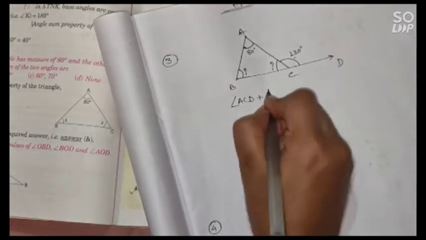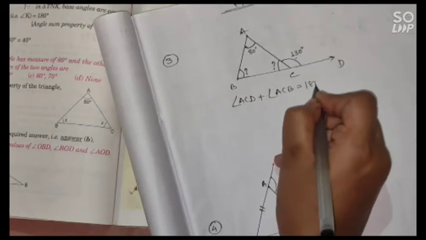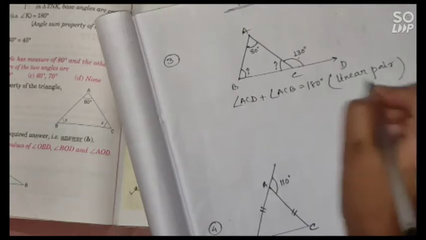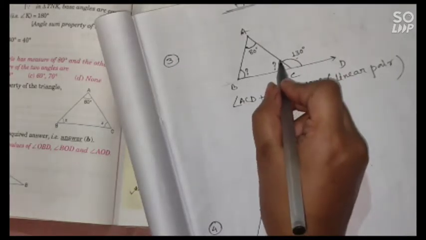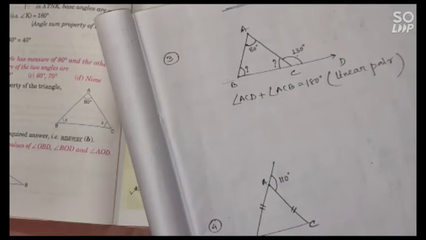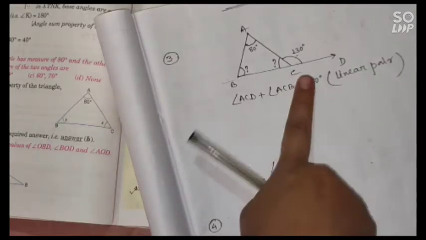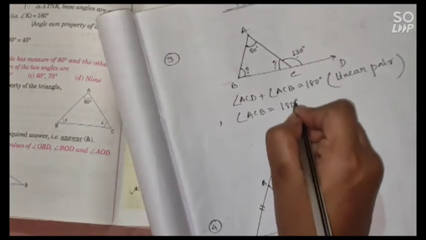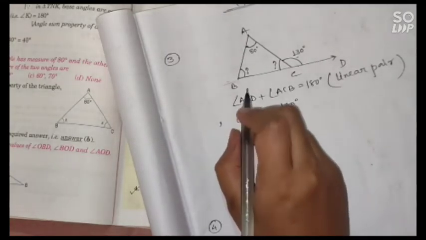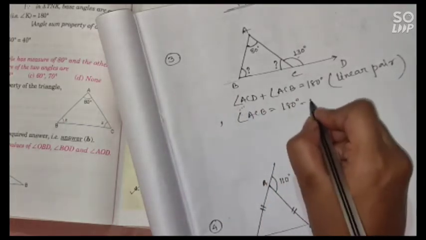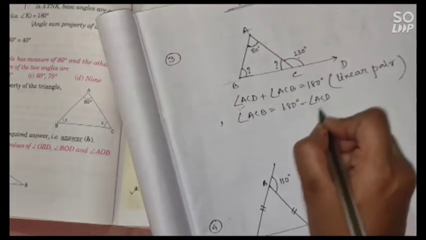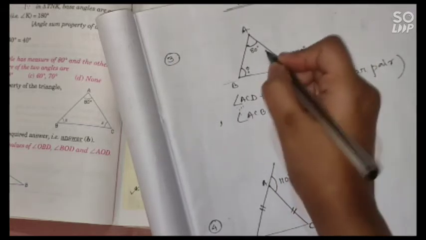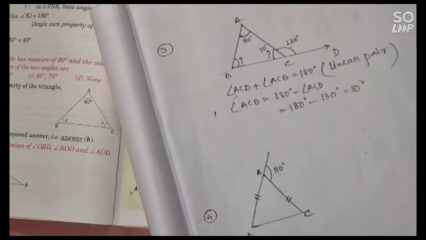Angle ACD plus angle ACB equal to 180 degrees. Linear pair. BD is the straight line. So in a linear pair, the sum of 2 angles is 180 degrees. Angle ACD is 130 degrees. So how can you find angle ACB? 180, and if you shift this quantity from left to right, this will be minus ACD. So that is 180 minus 130 degrees, 50 degrees. So this value is 50 degrees.